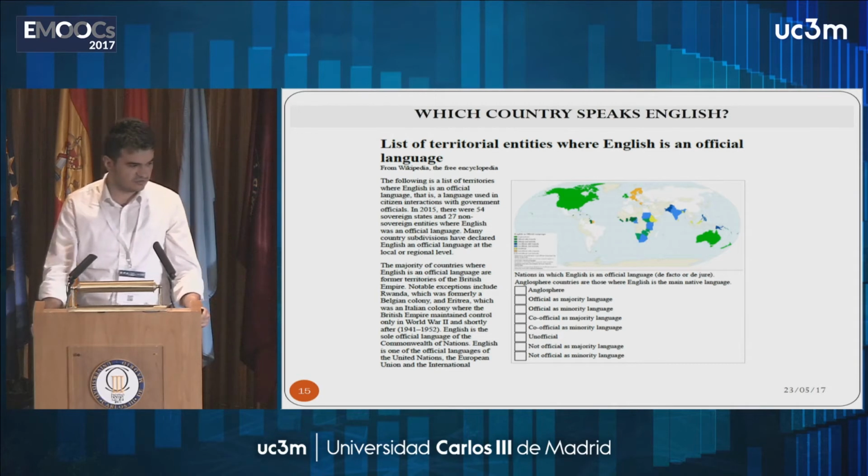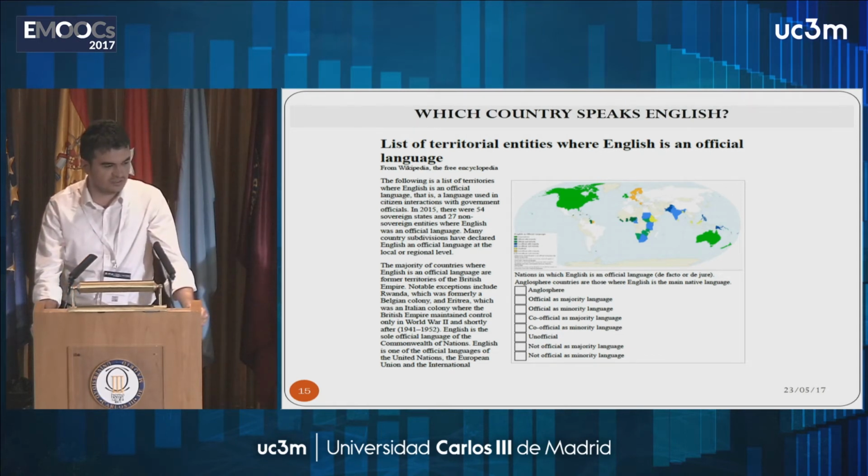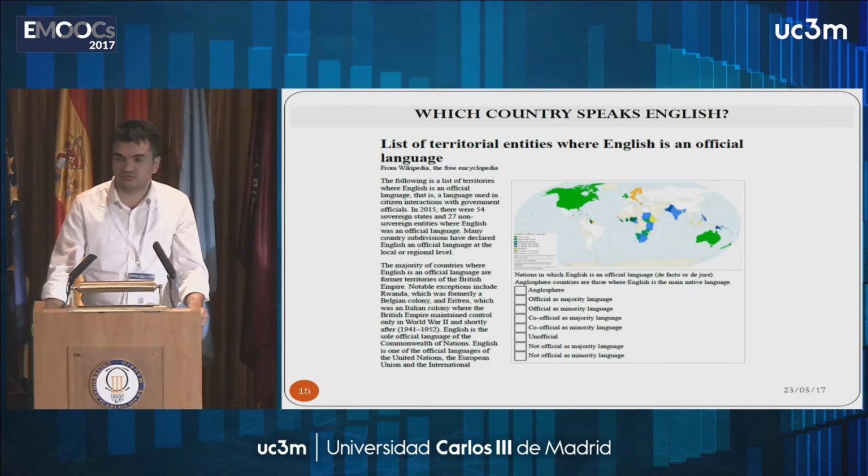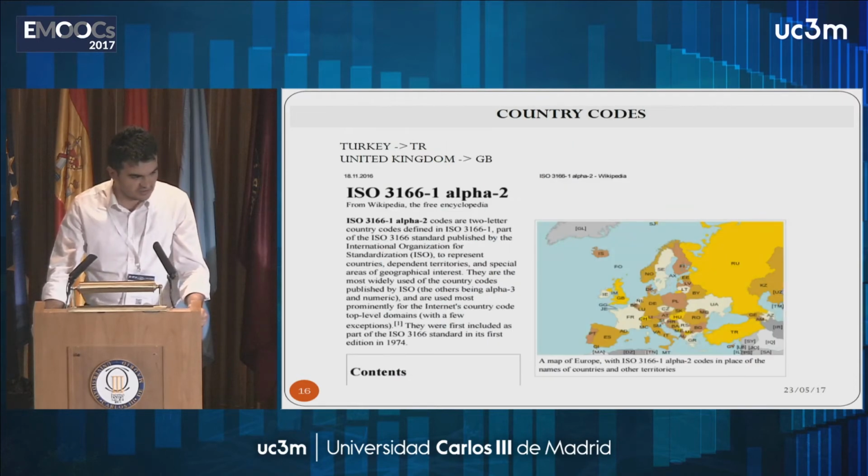As you see, this is the first article, and this article shows us who the English as a second language users are, who the English as an official language users are, and it includes both official and primary, and official but not primary users. And this is the second article, and we needed it because in our dataset the names of the countries weren't included, so we used this page to convert them in our analysis. As you see, country codes, GB for United Kingdom.